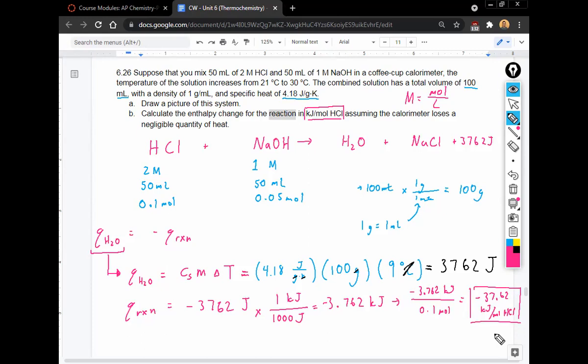Okay, so that's basically how a calorimeter works. We basically just put a reaction inside of water. We figure out how much the water temperature increases. And then based on that, we can find out how much energy the reaction releases or absorbs.